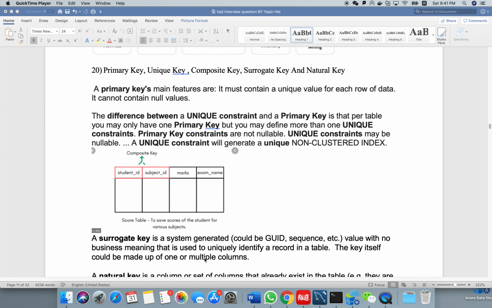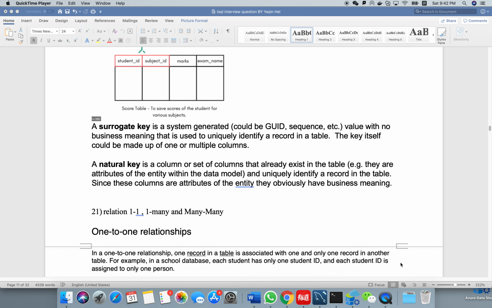A surrogate key is just a system-generated column. It does not have any basic meaning. This is the surrogate key. A natural key is a column that has actual basic meaning. That is the natural key.